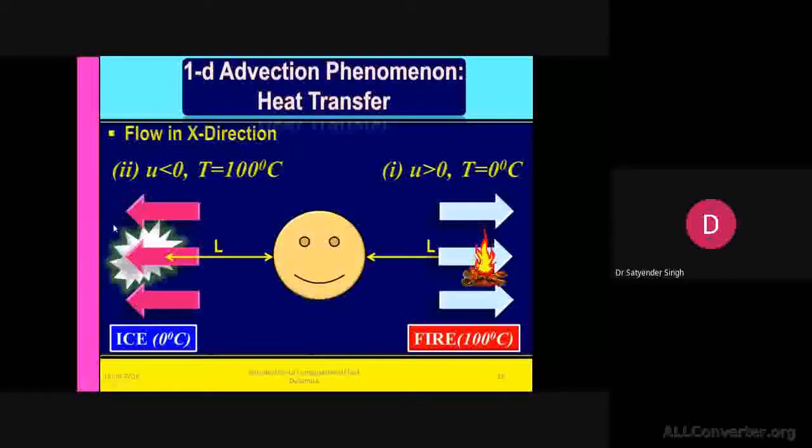Let's say the wind is flowing from left to right, then you will only have the ice effect. You will only feel the coldness. If the wind is from right to left, then you will only feel the hotness, because there will be bulk movement of the molecules. They will not allow the random motion of the molecules to carry the effect in the opposite direction, which is possible in diffusion.